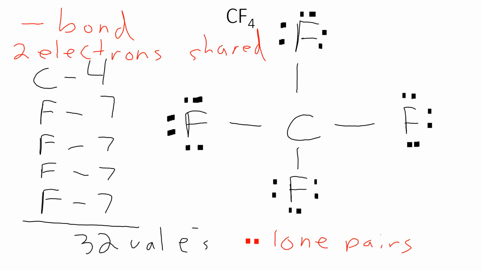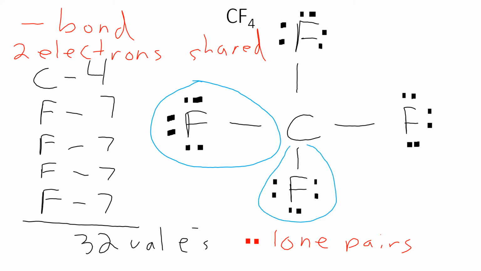To count these out, I will circle in blue here. We look at this fluorine on the left. Do we have 8 electrons? Well, we count the electrons in the lone pairs. 2, 4, 6. 2 from the bond make 8. If I look at the electrons around the fluorine on the bottom, do I have 8 electrons there?